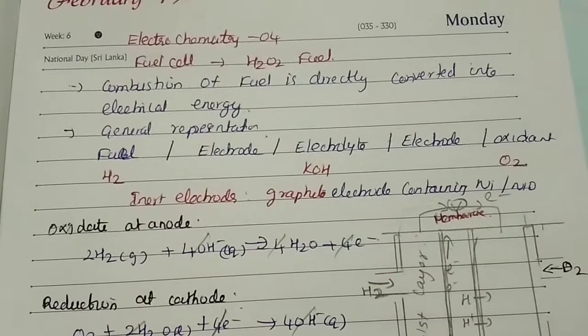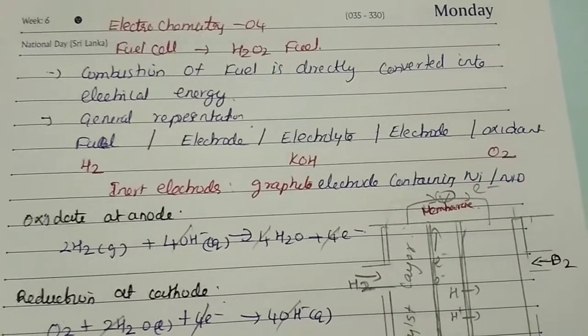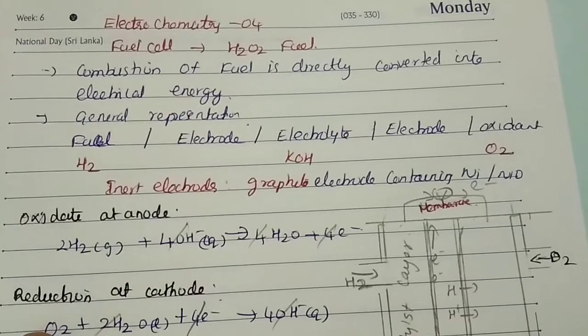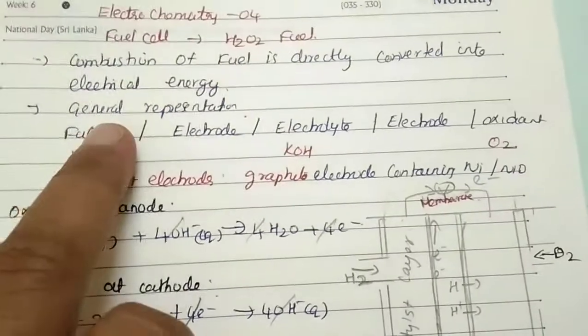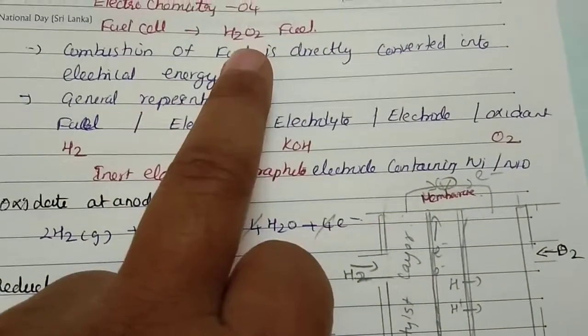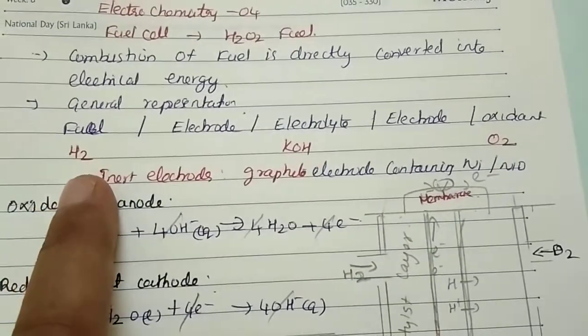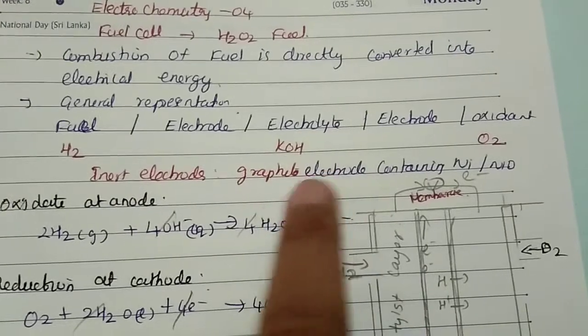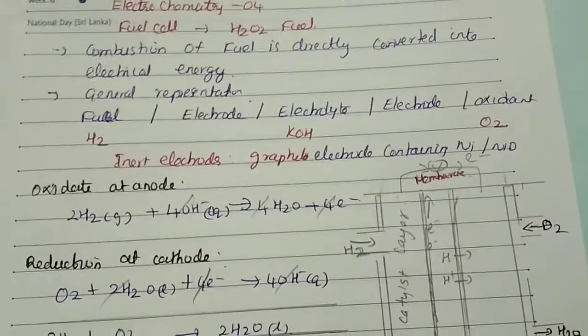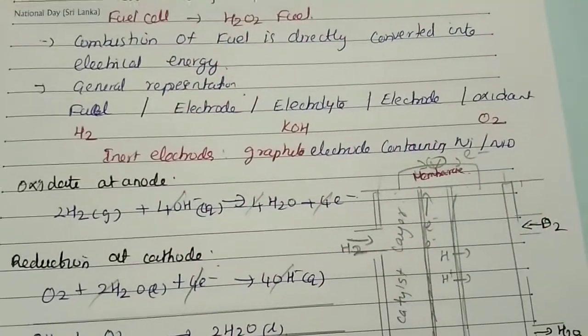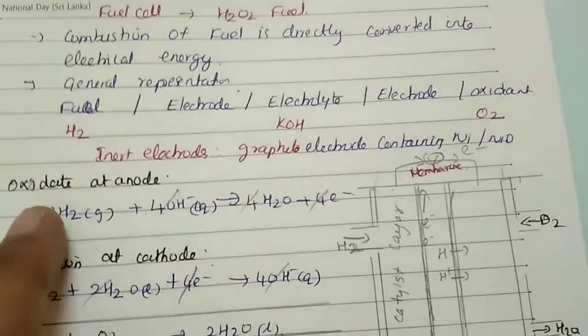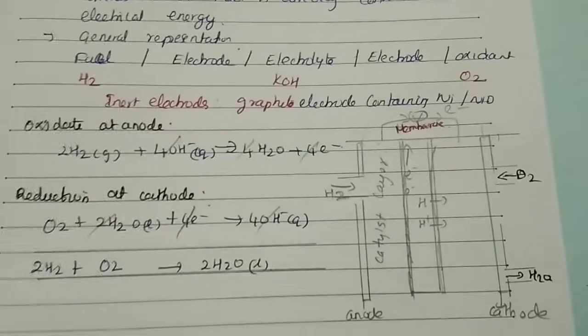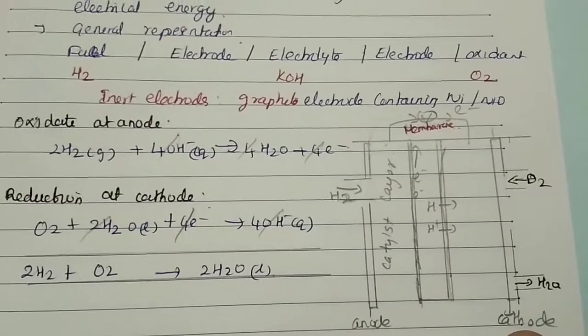Today's topic is the fuel cell. Combustion of fuel is directly converted into electrical energy. General representation for the H2-O2 cell. Here the fuel is H2, the oxidant is oxygen O2, the electrolyte is KOH, and the electrodes are inert: graphite electrodes containing Ni and NiO. At the anode, oxidation takes place. At the cathode, reduction takes place.